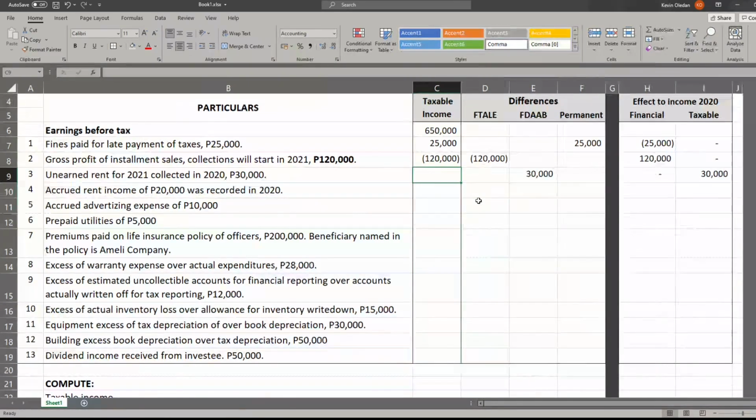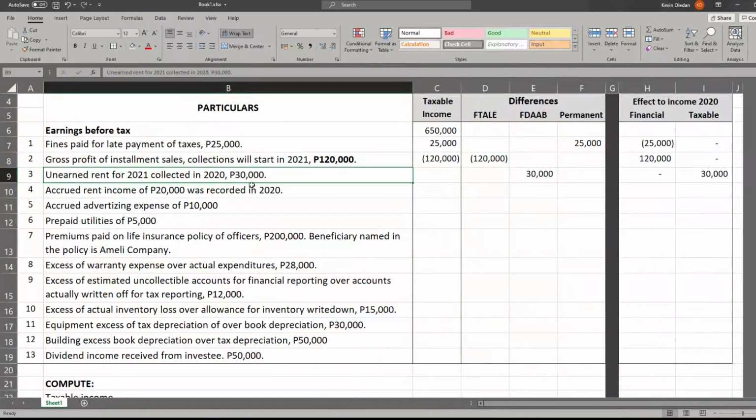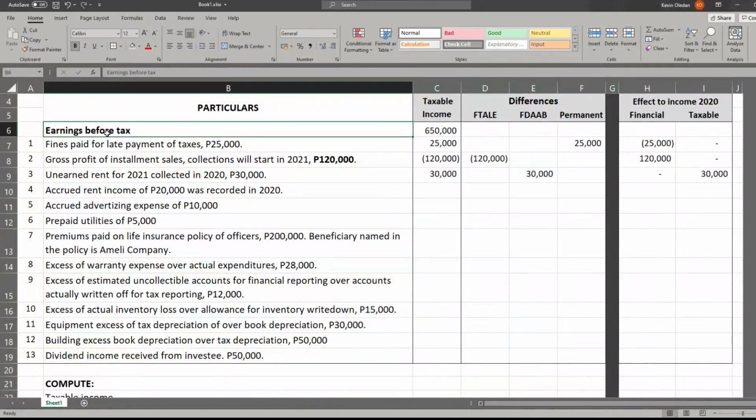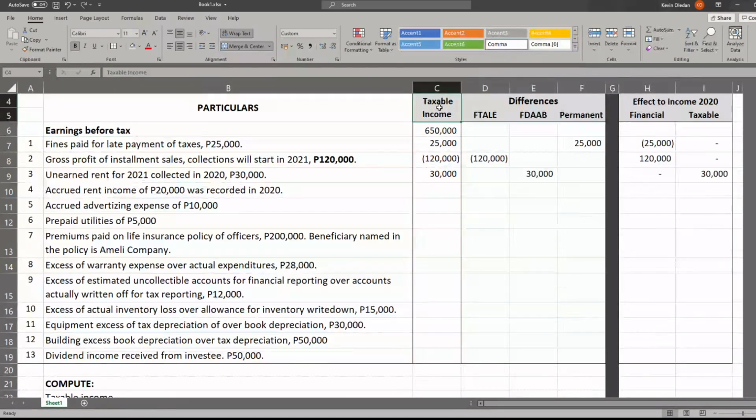But in computation of your taxable income, ano ang kailangan natin gawin? If you're computing taxable income, you will have to add the 30,000. Kasi po, itong 30,000 na to, hindi siya nasama sa 650. Kasi 650 is financial accounting income, di ba? Sa financial accounting, hindi income tong 30,000 na to. That's the reason why we need to add it. Kasi it was not yet added to begin with in our earnings before tax. Kailangan mo siya i-add kasi taxable income po ang kinocompute dito.